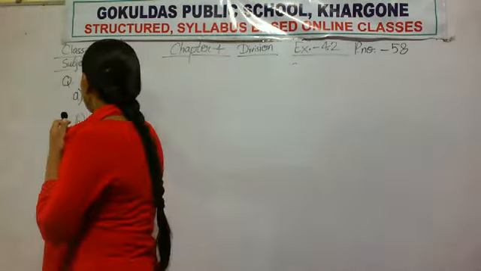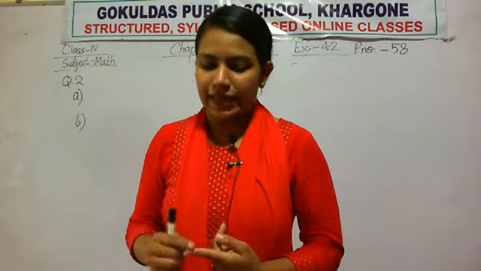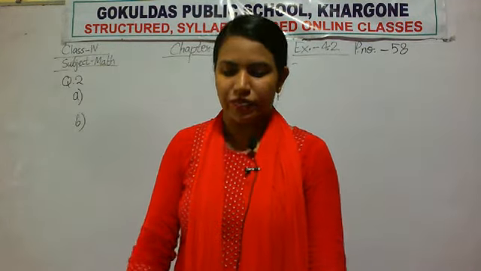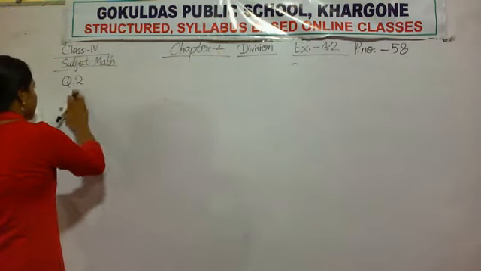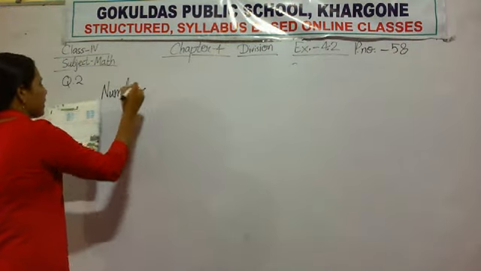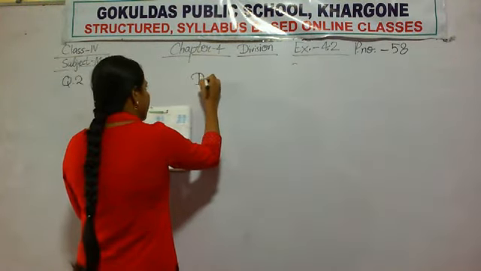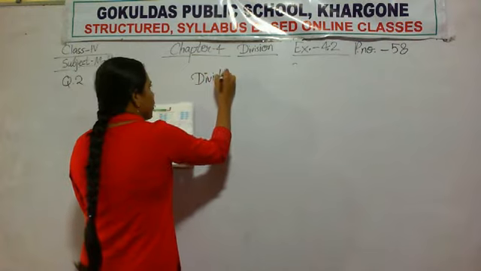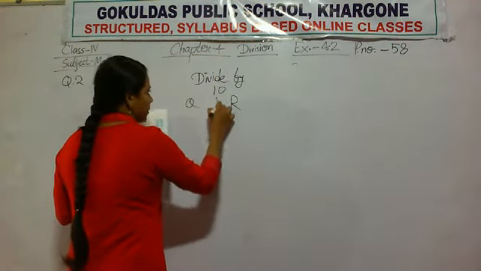Question number 2, read the question. Divide the numbers given below by 10, 100 and 1000 and fill in the table. Okay, a table is given there, numbers are given. I am making it over here. Be ready with your pencil and fill it in your book. Do not use pen in the book. Quotient, remainder.